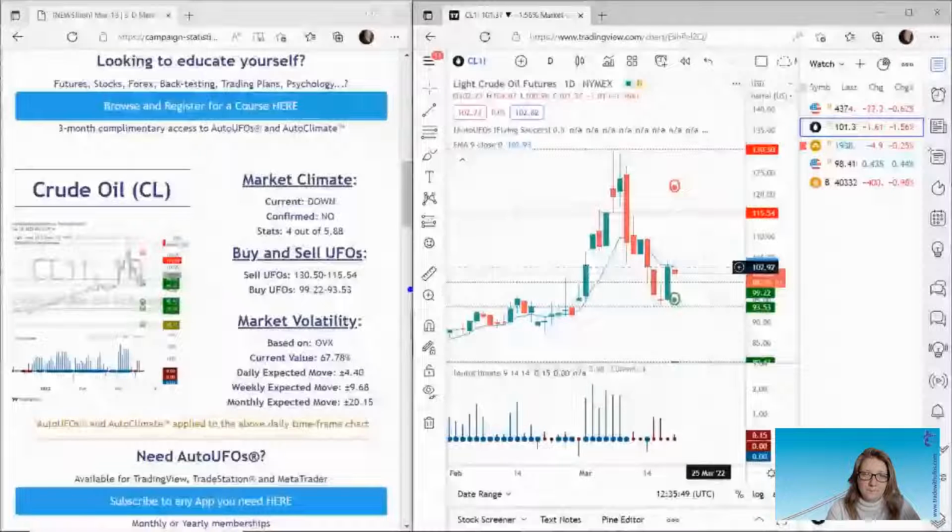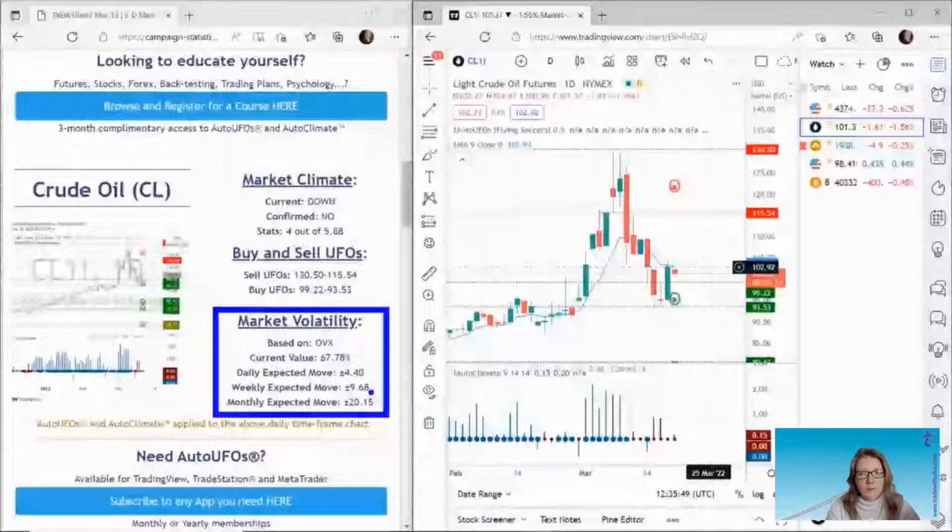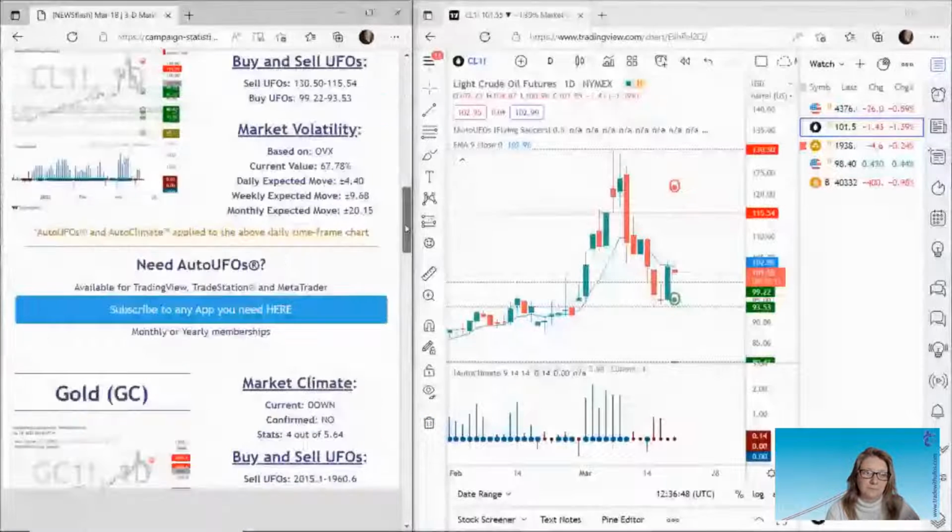In terms of volatility, we'd expect oil to move up or down in a year by 67.78%. So in a day, that's 4.4 points up or down. In a week, 9.68 points. And in a month, 20.15 points. Again, either up or down.